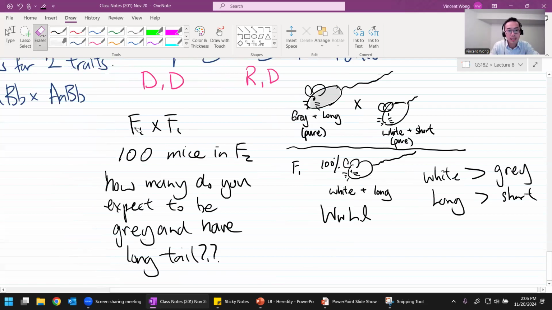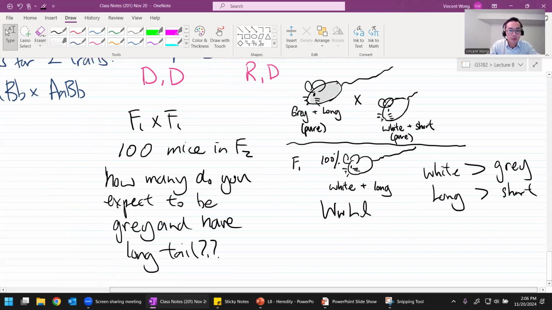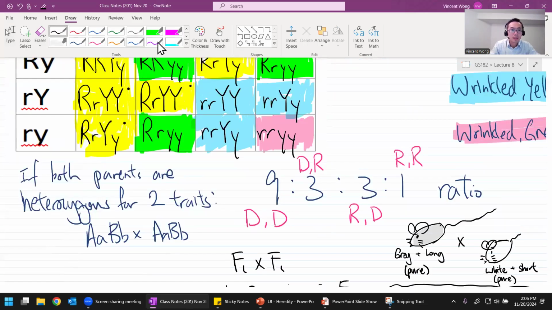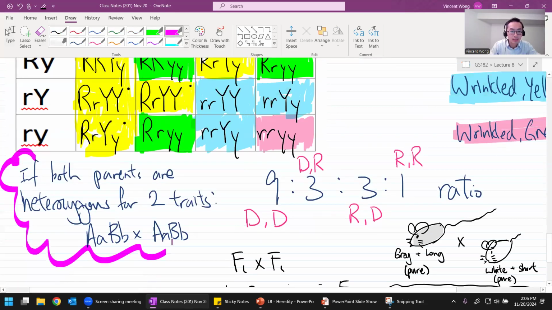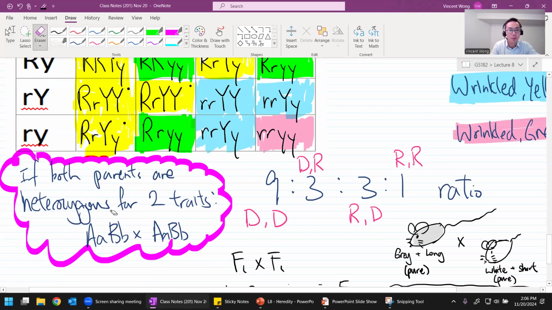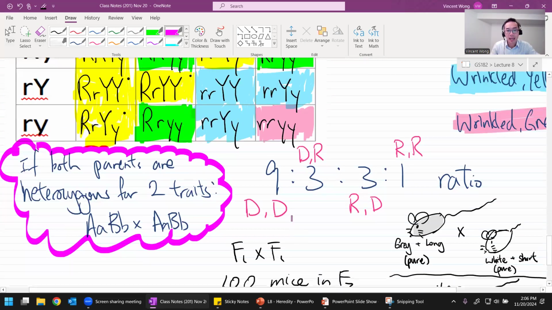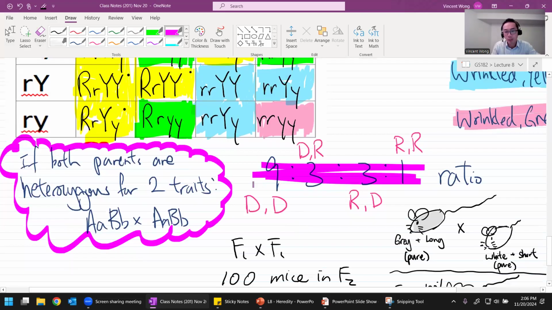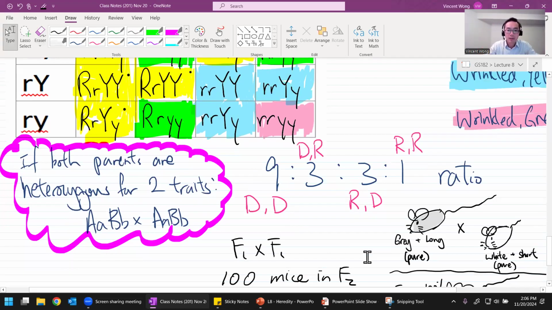So now here it says F1 cross F1, which means it is going to be two of these things breeding together. And according to what I wrote here for you, I should probably highlight it for you as well. So many important things to remember. You should reorganize the notes. If both parents are heterozygous for two traits, then you're gonna have the 9:3:1 ratio all the time, because then your Punnett square is gonna be 4 by 4, right?